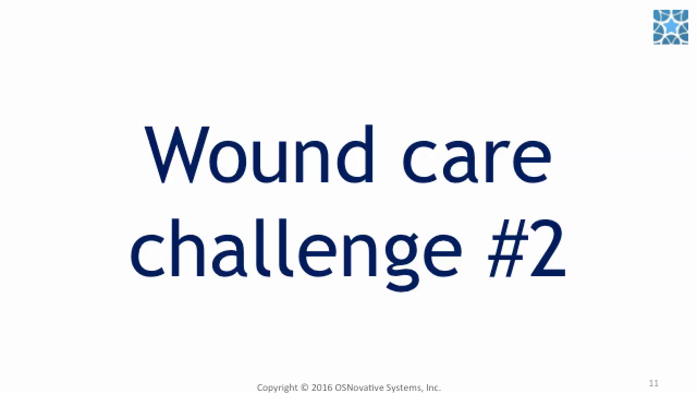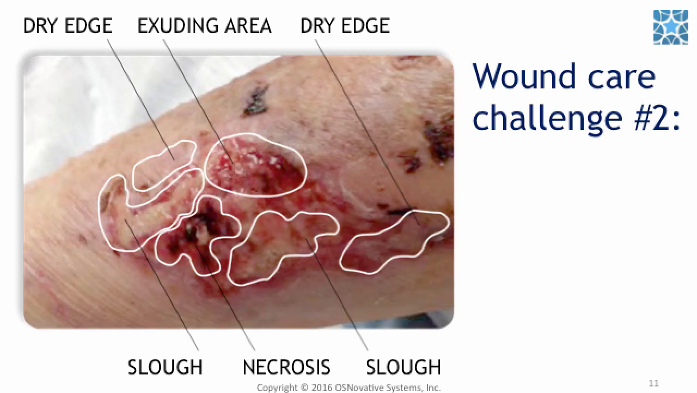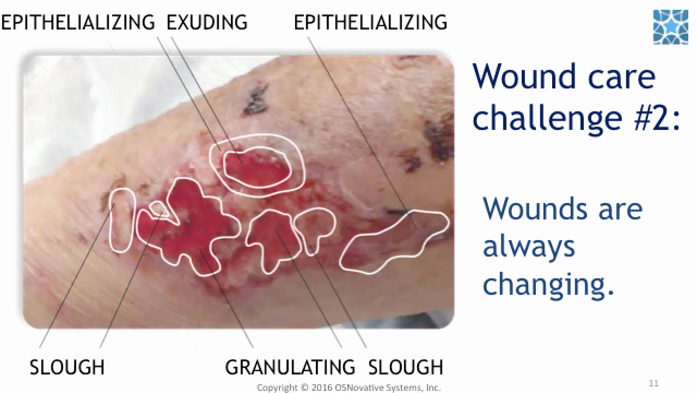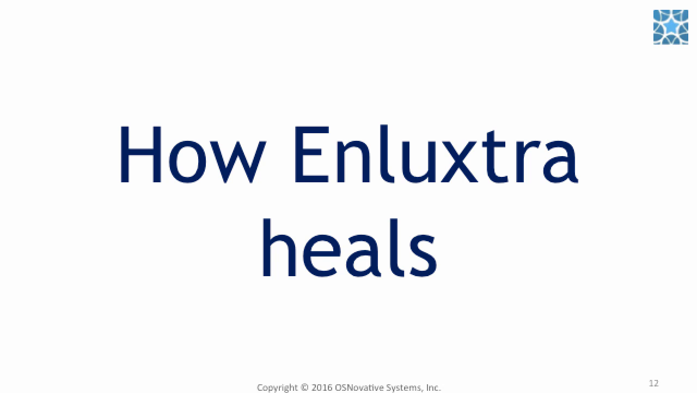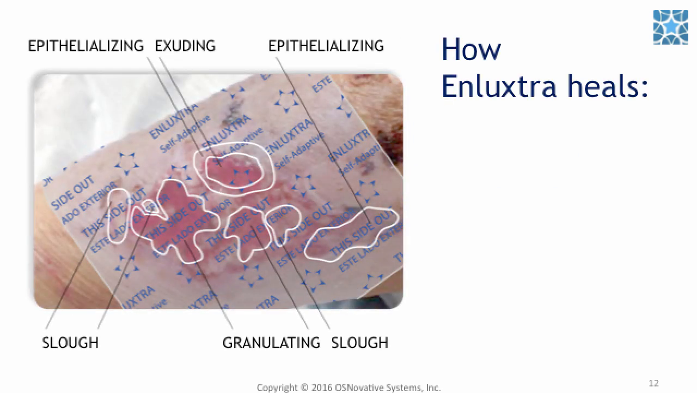The second wound care challenge is that wounds can behave unpredictably during dressing wear, making it difficult to monitor ongoing changes in real time. Now, Enluxtra is designed to respond to these changes. Its patented structural composition allows Enluxtra to automatically adapt the dressing material functions. As the healing process progresses, Enluxtra adapts to changing conditions of the wound.